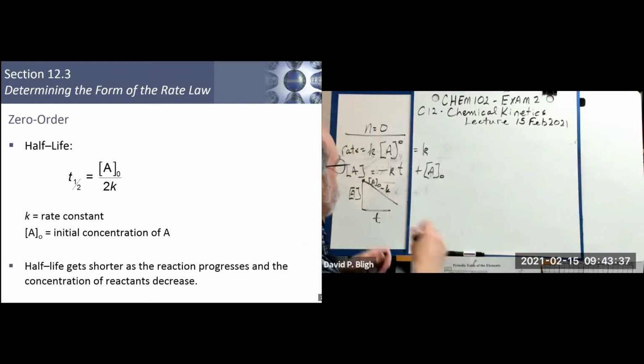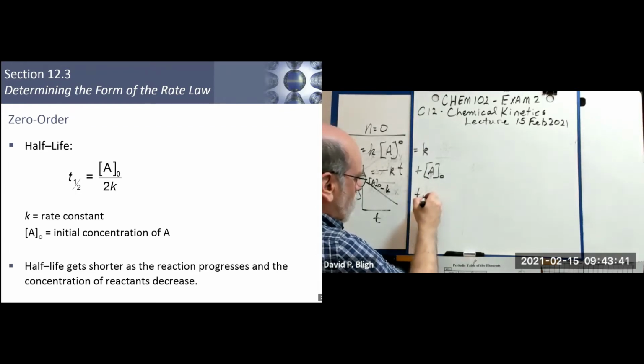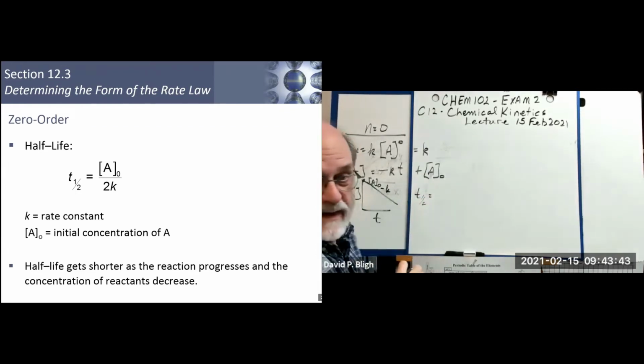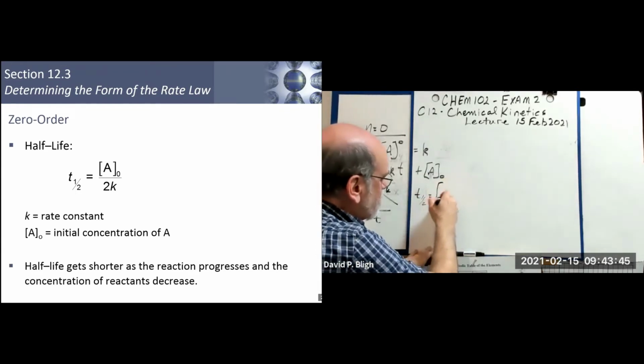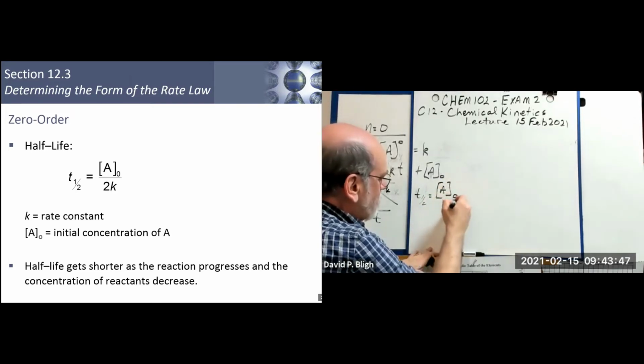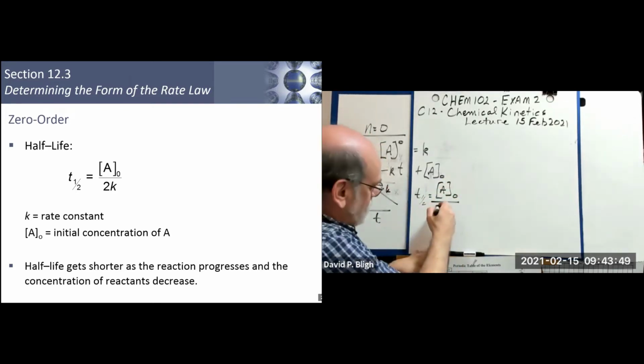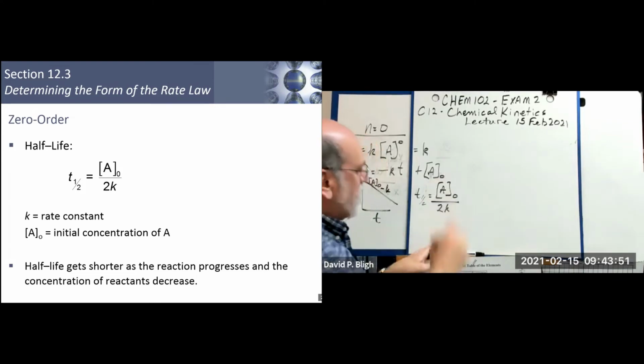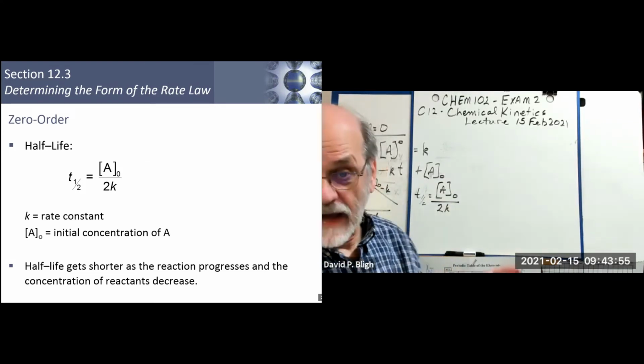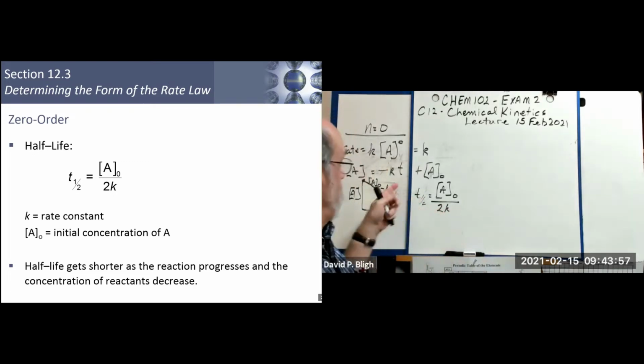All right, here's the half-life. So the half-life for this reaction, T 1/2, is equal to the initial concentration of A divided by 2K. Okay, and that K is the same K as up here, here, and here.